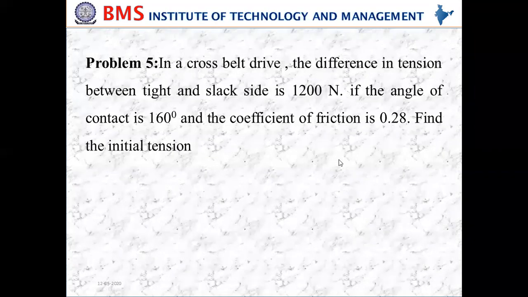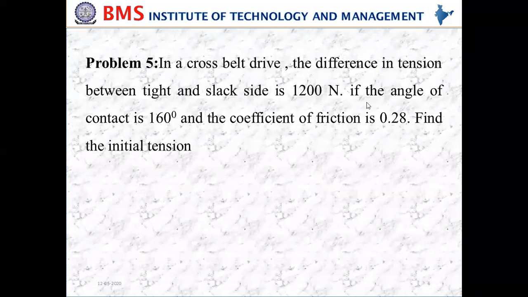Next, problem number 5. In a cross belt drive, the belt drive is different now. The difference in tension between tight and slack side is 1200 newtons. As we represent the tension on the tight side as T1 and the tension on the slack side as T2, the difference is T1 minus T2 equal to 1200 newtons. So from this sentence, I am getting the data as T1 minus T2 equal to 1200 newtons.